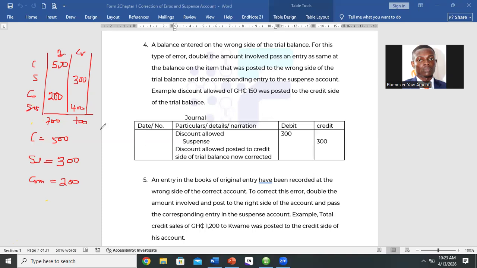Based on what I've said, how would we correct this error? The commission that has been entered on the wrong side of the trial balance. Any attempts?